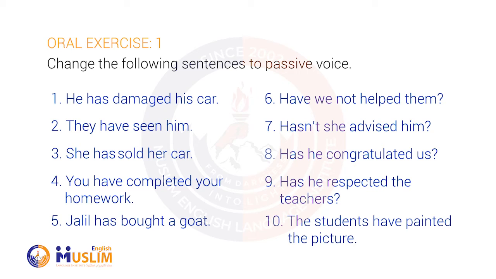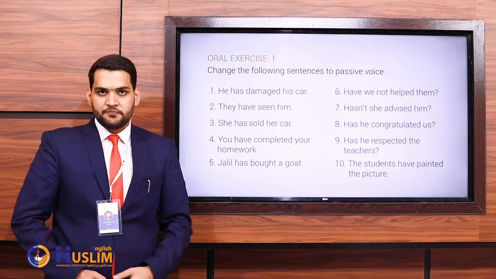Number 6, have we not helped them? Have they not been helped by us? Number 7, hasn't she advised him? Hasn't he been advised by her? Number 8, has he congratulated us? Have we been congratulated by him? Number 9, has he respected the teachers? Have the teachers been respected by him? And number 10, the students have painted the picture. The picture has been painted by the students.